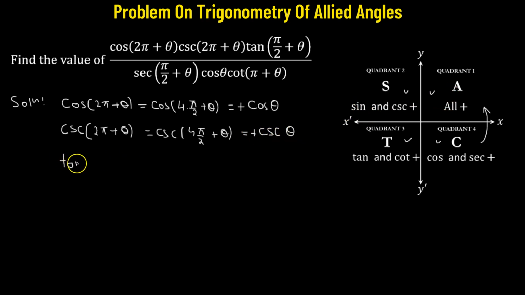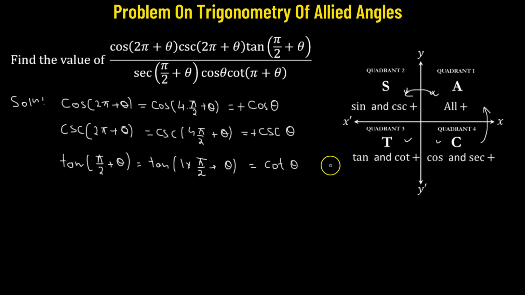Coming to the third one, we have tangent of pi over 2 plus theta. This is equivalent to tangent of 1 multiplied by pi over 2 plus theta. 1 is an odd number, so here we have an odd multiple of pi over 2. So tangent must transform to cotangent, which gives us cotangent of theta. Now 1 times pi over 2 means we are in the first quadrant, but adding theta takes us to the second quadrant. In the second quadrant, sine and cosecant are positive and everything else is negative. Since we're working with a tangent function, our result should be negative, so we get negative cotangent of theta.